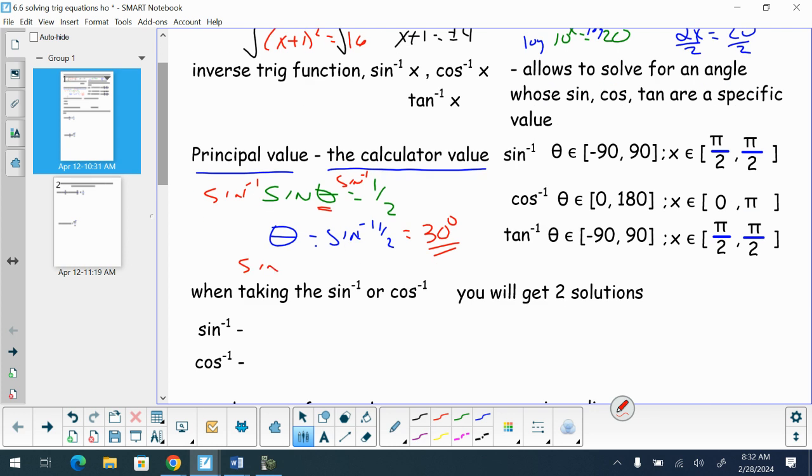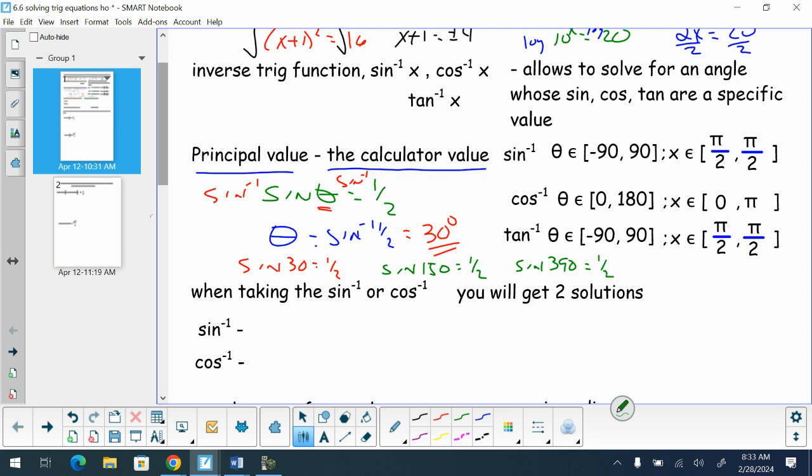if we take the sine of 30, we get 1/2. What I want you to do in your calculator is take the sine of 150. And the value you come up with is still 1/2. If we take the sine of 390 degrees, you still get 1/2.